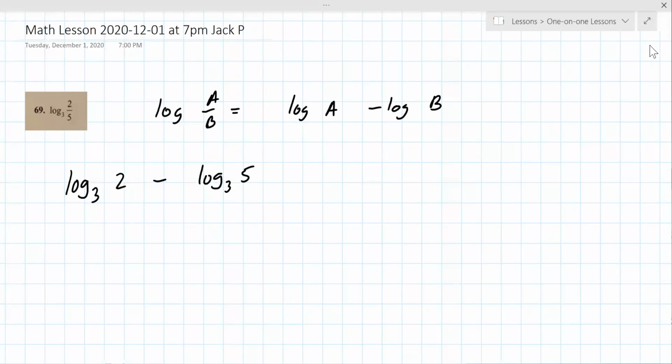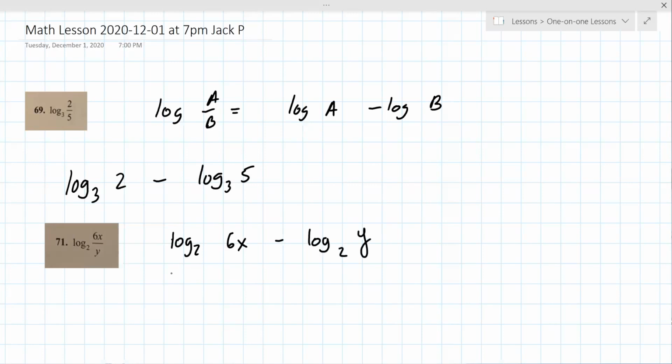Doing the odds? On number 71. Is this log base 2 of 6x minus log base 2 of y? That is part of it, but there's more to do here. This one on the left is log A times B equals log A plus log B.